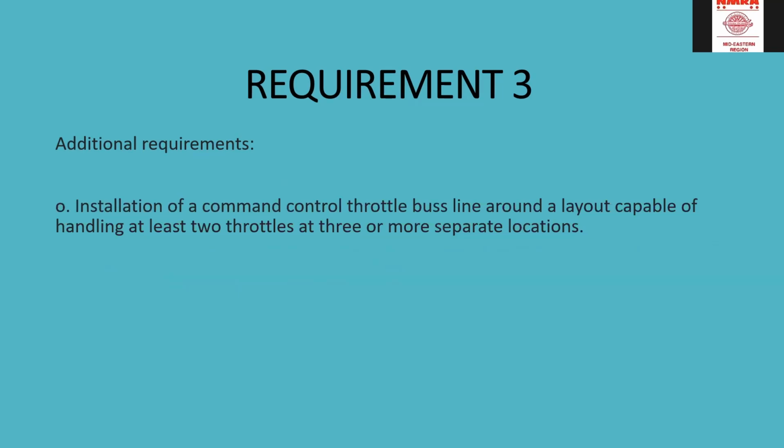Installation of a command control throttle bus line around the layout capable of handling at least 2 throttles at 3 or more separate locations. So we might have a local net similar to an Ethernet or other type of communication line. That's the bus line we're talking about. Be able to hook our throttles in so we can have tethered operation, or be able to acquire a locomotive.